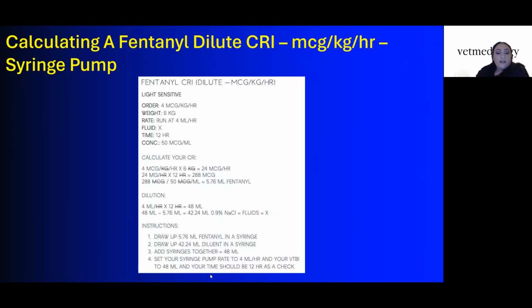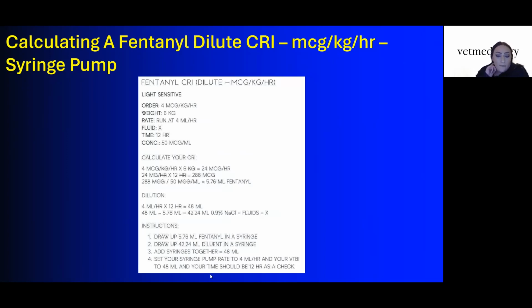So you just calculate your CRI. 4 mics per kg per hour times 6 kgs equals 24 mics an hour. 24 mics an hour times 12 hours equals 288 mics. 288 mics divided by 50 mics per mil equals 5.76 mils fentanyl. The dilution, 4 mils an hour times 12 hours is 48 mils total volume. 48 mils minus 5.76 mils equals 42.24 mils diluent, basically.